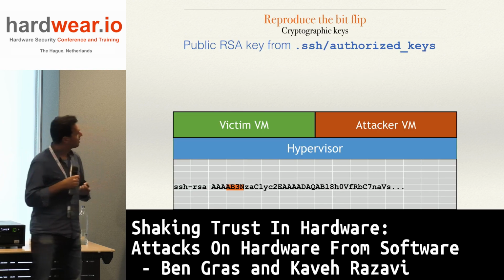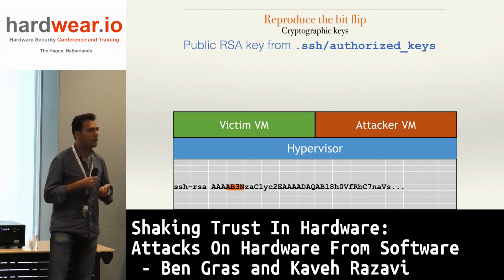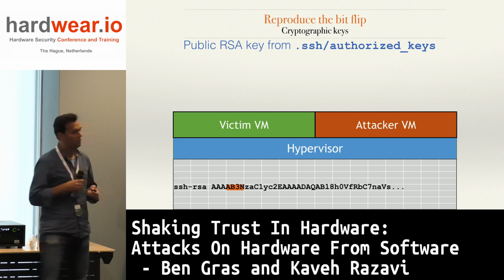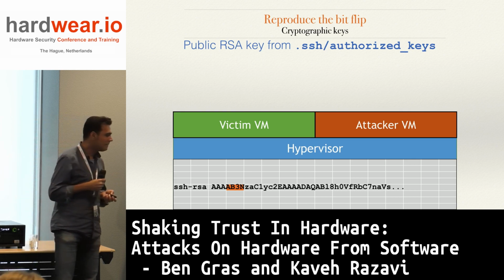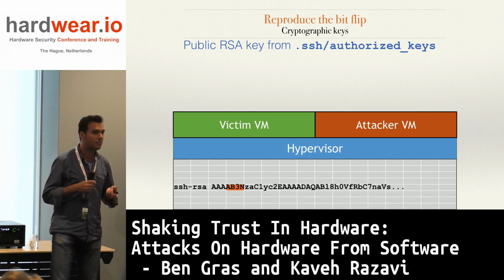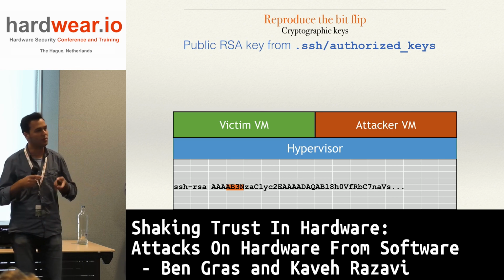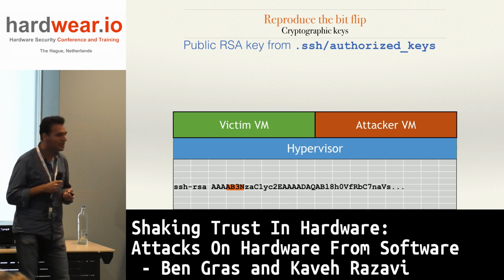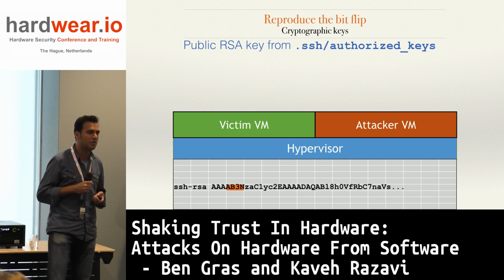If you put your public RSA key into an OpenSSH server in this location, this authorized keys file, from that point on, whenever you want to log in to this VM, the OpenSSH server is going to read this file, because it wants to know the public key to ensure that you indeed are the one who has the private key by doing a challenge and response. And during this process, it's going to bring this file into memory, into page cache, right?